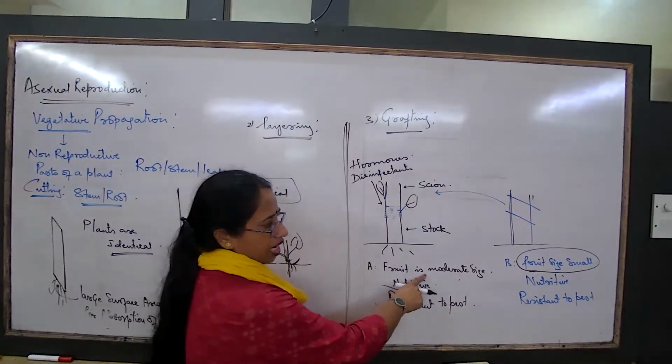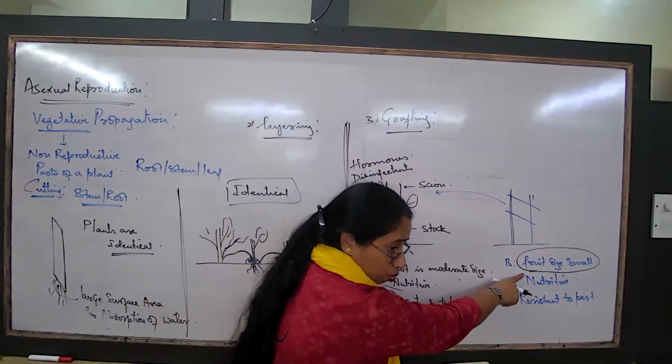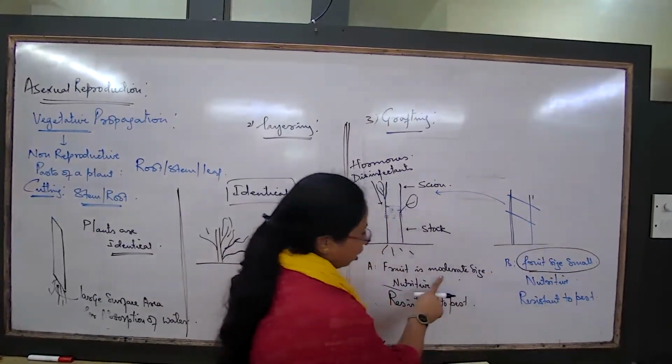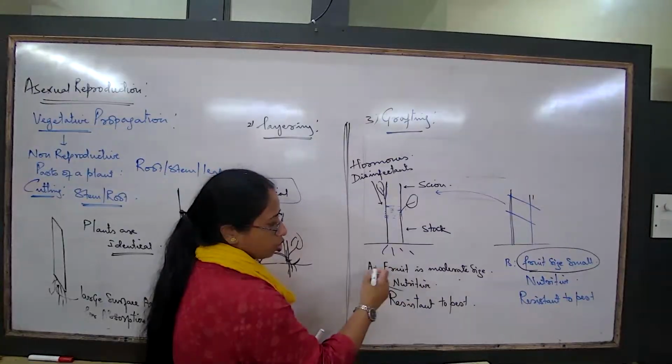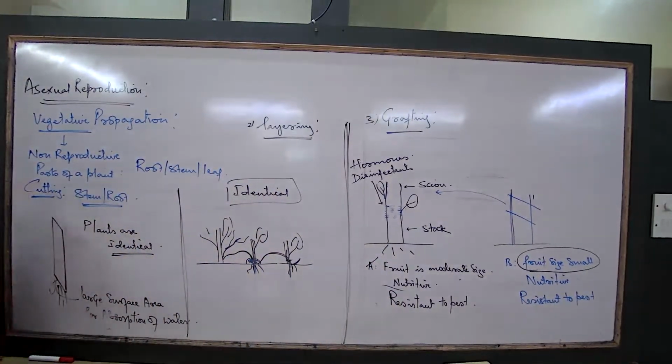What about the fruit size? This particular property, where the fruit size was very small, and it was not getting any commercial importance, that's why. So that part is also now there. So the fruit is moderate, nutritive, the plant is resistant.